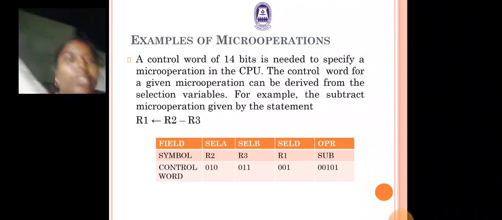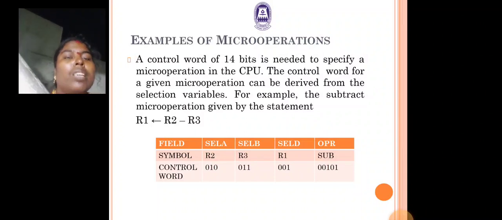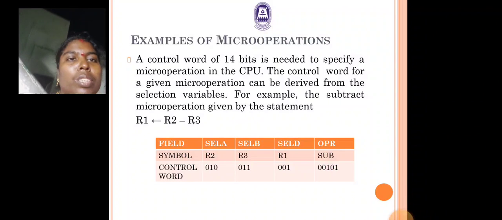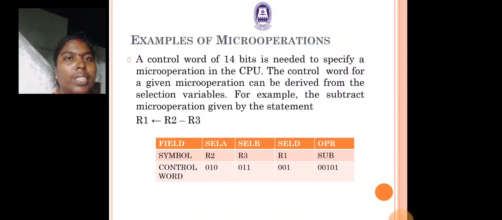Here I give an example of a micro operation for the subtraction R2 minus R3. The inputs are R2 and R3, the operation is subtraction, and the result will be stored in R1. So selection A has R2 and selection B has R3. The binary codes will be 010 for R2, 011 for R3, and the destination is R1. The binary code for R1 is 001, and the last operation is subtraction. The binary code for the subtraction operation is 00101.